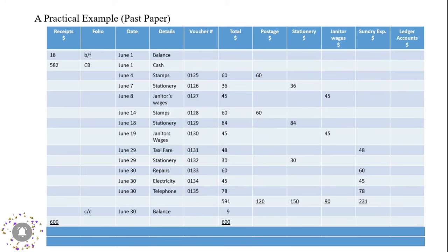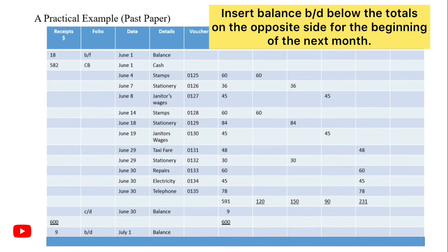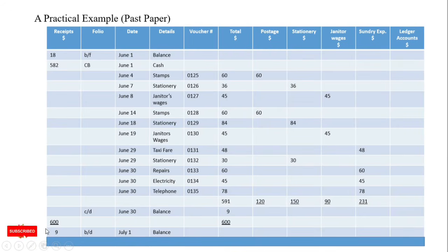So now both sides are equal, and if we have a balance carried down of $9, then we must have a balance brought down for the beginning of the next month, right? And it must be brought down below the totals. So here we go. July 1, balance brought down, BD, is $9. So we are starting July now with $9 in the petty cash account.